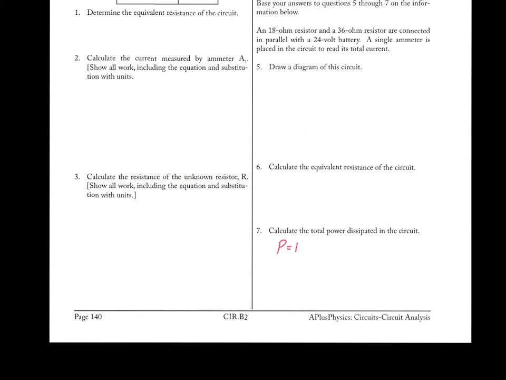So P could either be P equals IV, V squared over R, or I squared R. Given that we only have voltage and resistance, we're going to use P is equal to V squared over R. Our voltage is 24 volts. Divided by our equivalent resistance of 12 ohms, because we're looking at total power. So we use the overall resistance. You should get 48 watts.